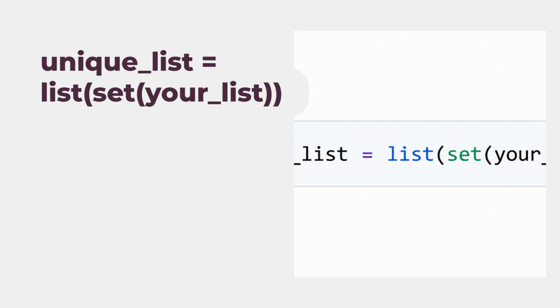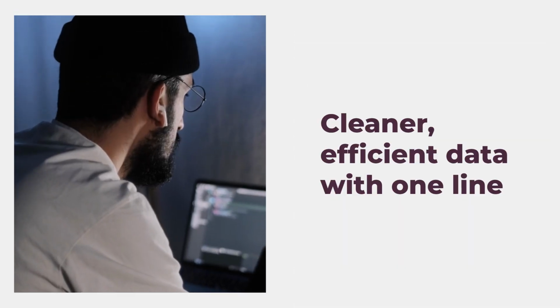Just write unique_list = list(set(your_list)). That's it. Instantly, the list contains only distinct values.